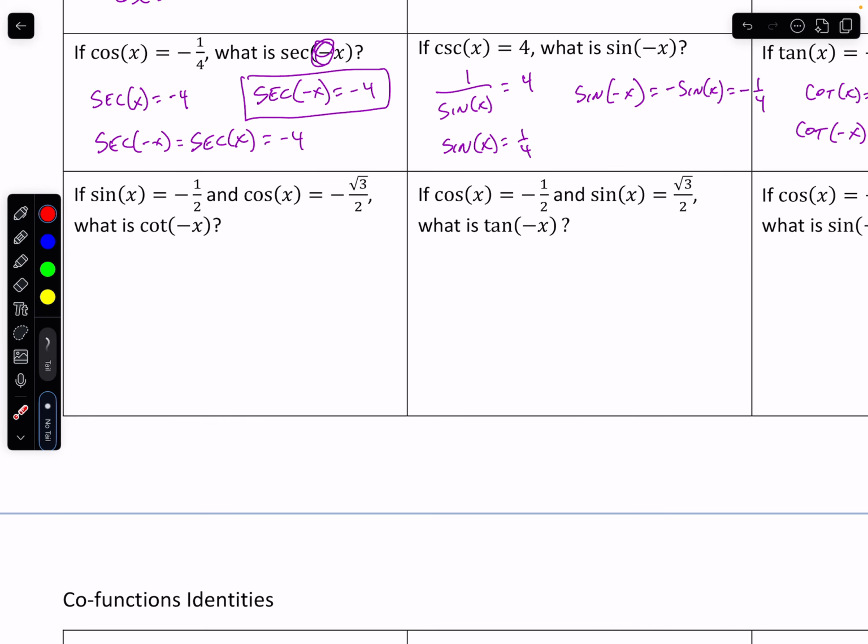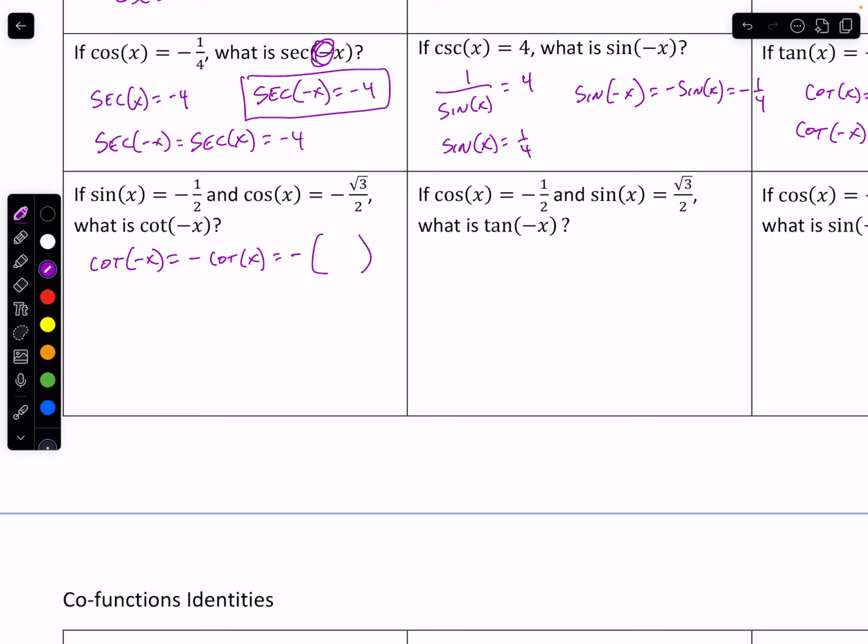All right, so I'm going to have you try these on your own. Maybe not. I'll do this one with you. All right, so if we're looking for cotangent of negative x, well, cotangent's odd, right? So that's going to be equal to negative cotangent of x.